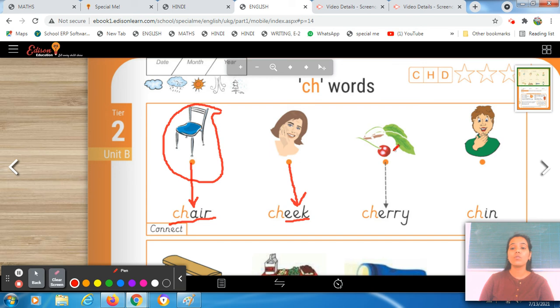What is it? Cherry. Cherry. You like cherries? Yes, this one is cherry. So here you just have to trace it. This one is cherry. Now see, this boy is pointing towards his chin. What is it? Chin. So this one is the correct word. Match it with the correct word.